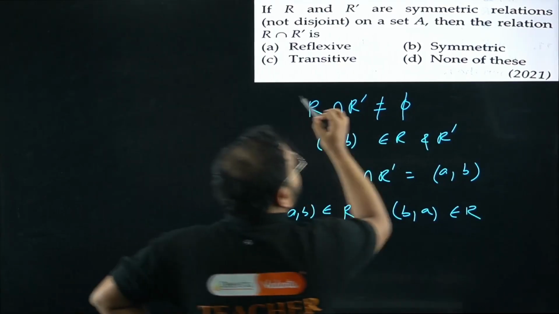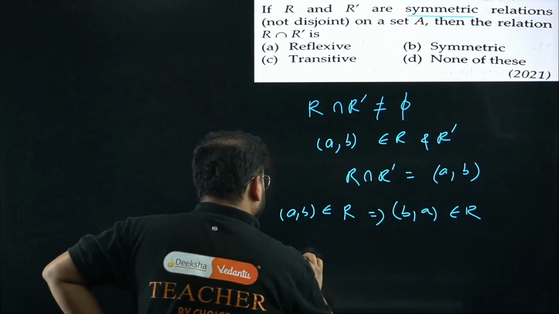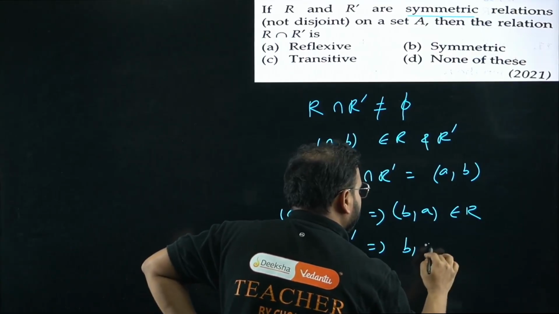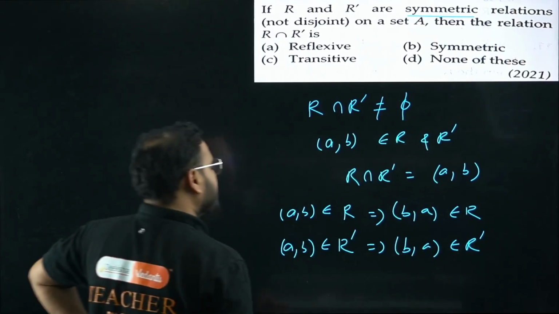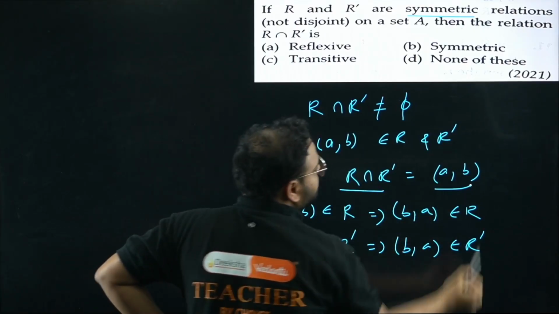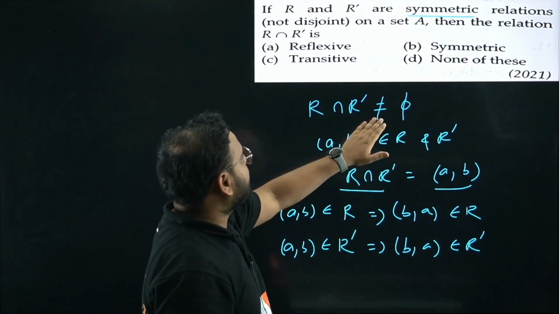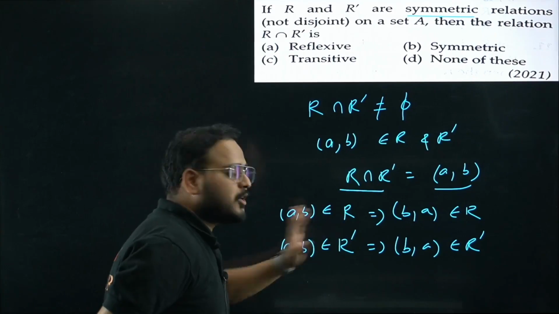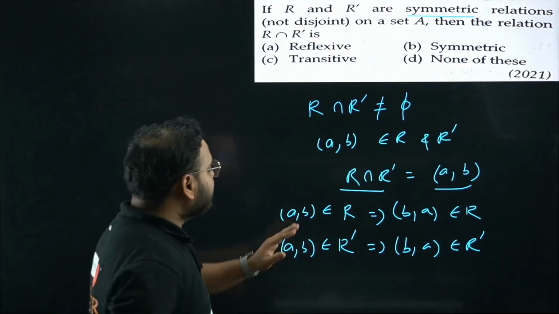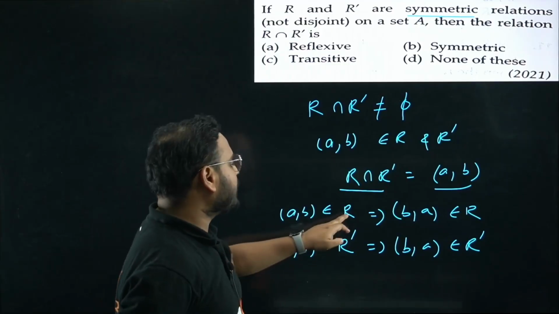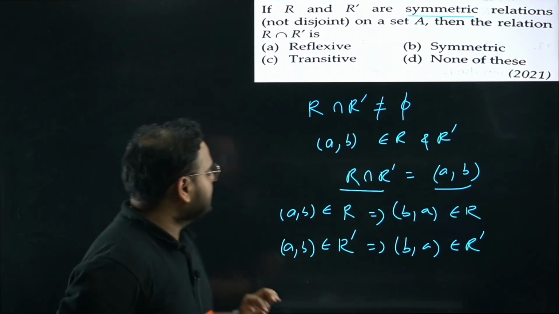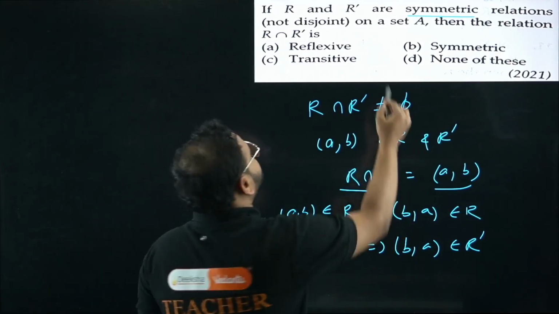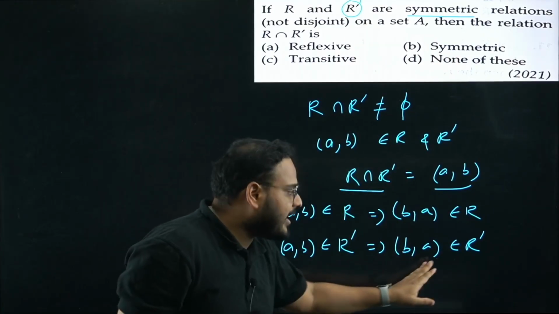Symmetric, right? They've given here that they are symmetric relations. Same condition: if A comma B belongs to R dash, then B comma A will also belong to R dash. It's an assumption only, but they're saying not disjoint, it means something is common. Let's say that common thing is the ordered pair A comma B. So A comma B is part of R and also part of R dash. Since they're both symmetric, B comma A will be part of R, and since R dash is also symmetric, B comma A will also be part of R dash.